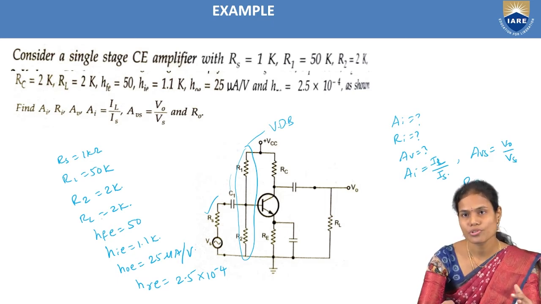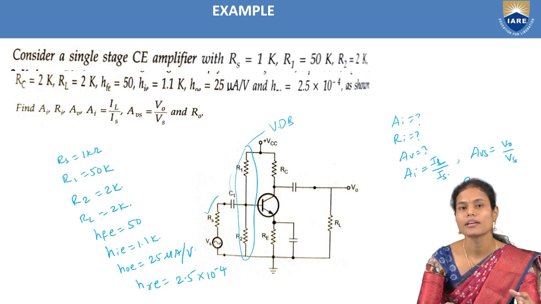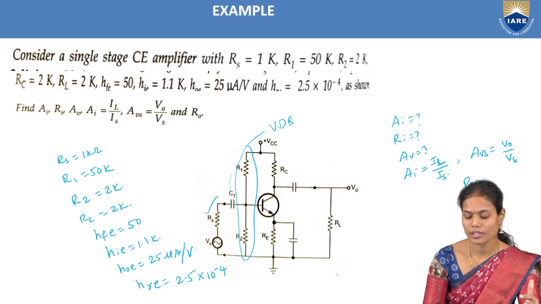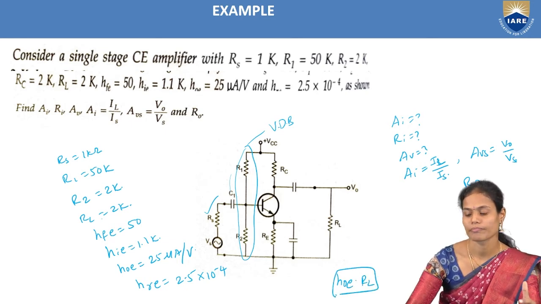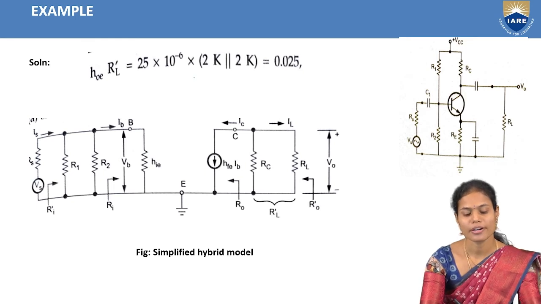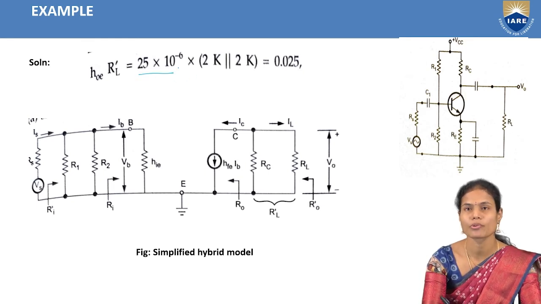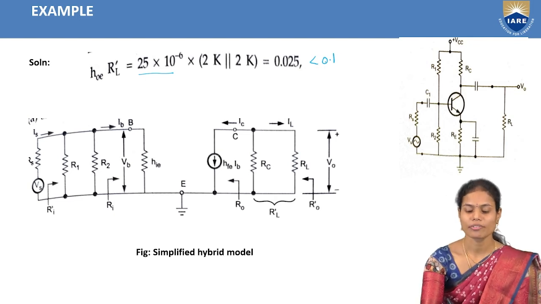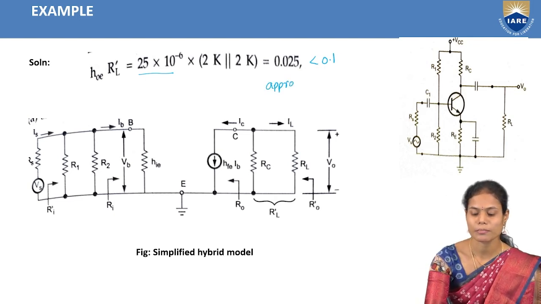So before going to the solution of this particular given example, first of all we have to check whether we need to go for the exact model or approximate model. To check that, we have to do the hoe into RL dash product. Here hoe is 25 into 10 power minus 6, and the RL dash value is R naught parallel with RL, that is 2K parallel with 2K. So this value is 0.025, which is less than 0.1, so we can go for the approximate model here.